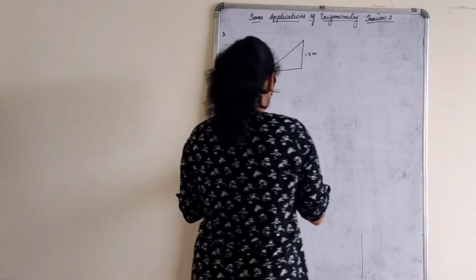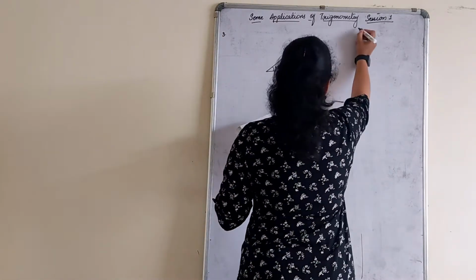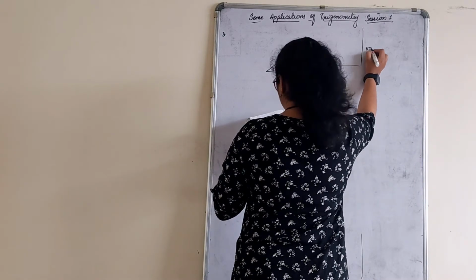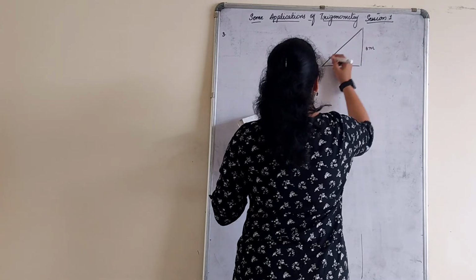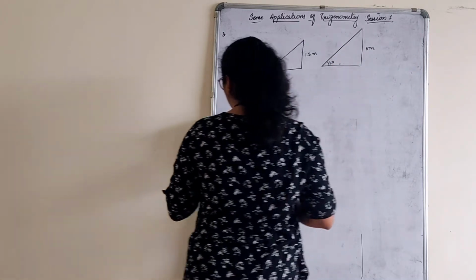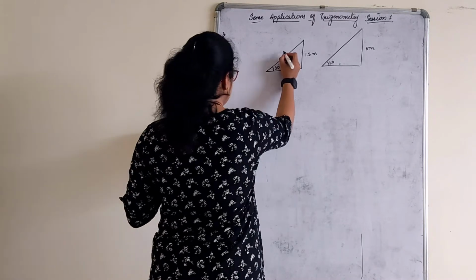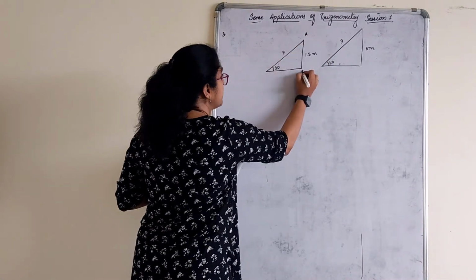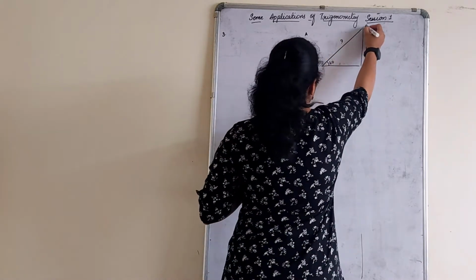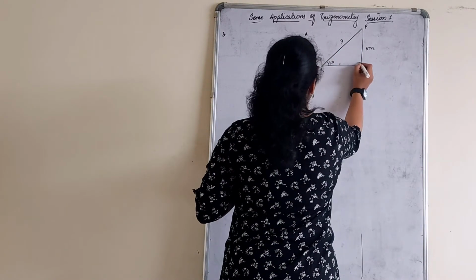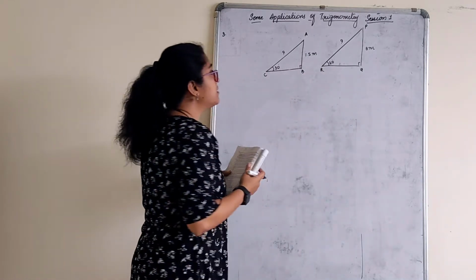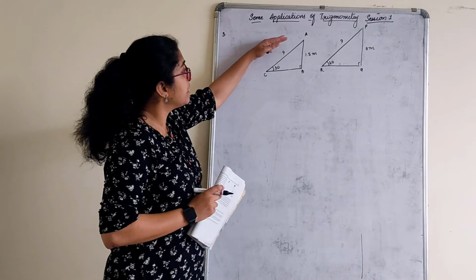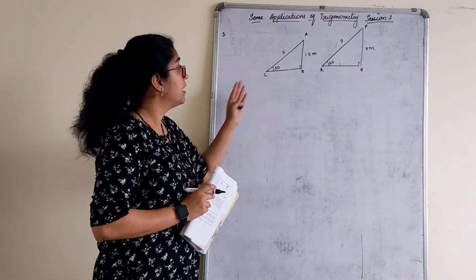Whereas for elder children, she wants to have a steep slide of height 3 meter, which is inclined to 60 degree to the ground. What should be the length of the slide in each case? Very simple. Mention, let A, B, C, P, Q, R. Let AB and CD be the height of the top of the slide. Then let AC and PR be the slide.